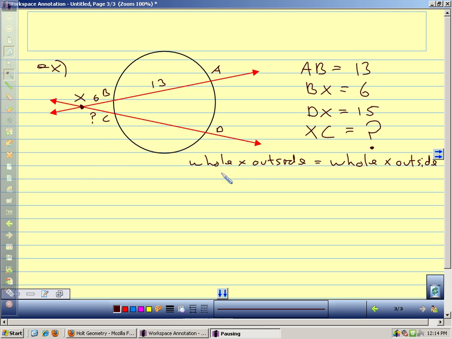So let's plug into our rule. For the top segment, for AX, what is the length of the whole thing? 19. This part is 13. This part is 6. So the whole thing is 19. And what's the length of the outside part here? On the top one, 6. The whole part of this segment, DX, it tells us it's 15, times what's the outside part? Question mark. And we're going to solve for question mark. 19 times 6 is 114 equals 15 times question mark. Divide by 15. And I get that the question mark equals 7.6.